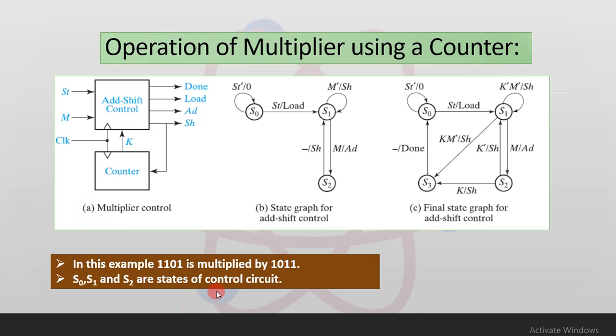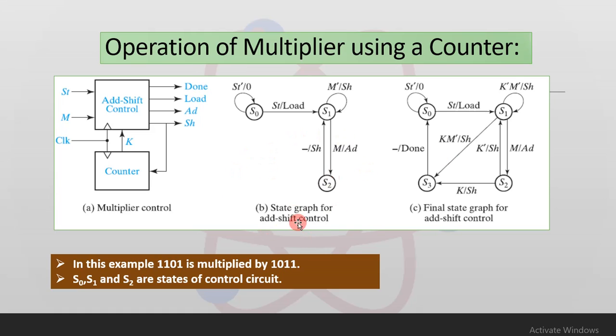So in this example also we are going to multiply 13 with 11, and we are going to make use of 3 states S0, S1 and S2 of the control circuit. For this particular control circuit, we can derive a state graph for the add shift control which will test M and the start and output the proper sequence of add and shift signals. Then we will add a completion signal K, as shown in figure C, from the counter, which will stop the multiplier after the proper number of shifts have been completed.